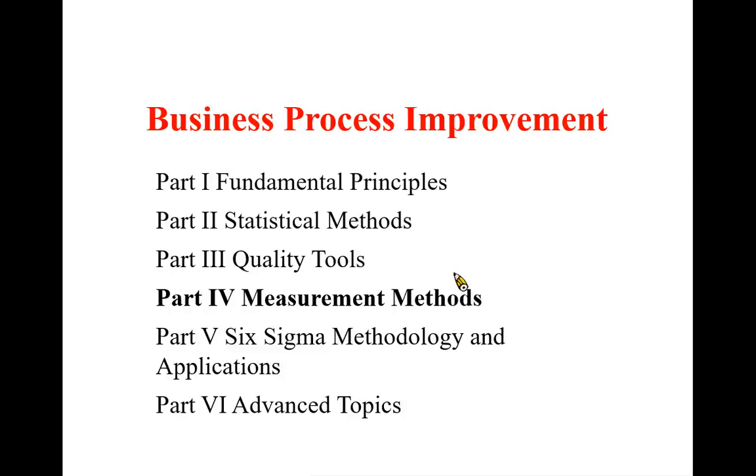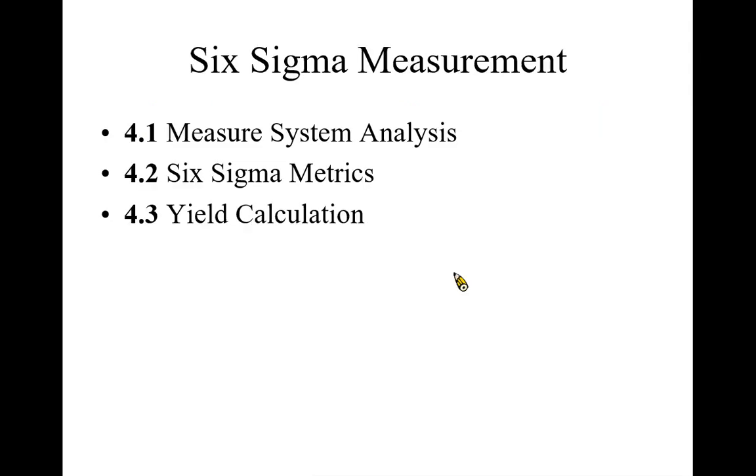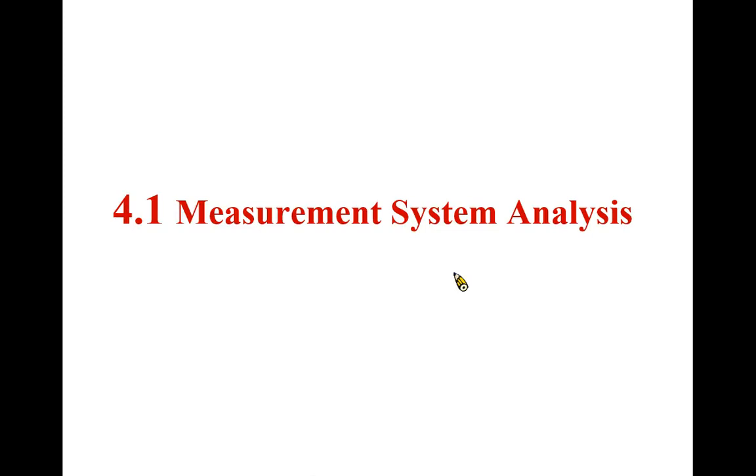Okay, next part we will talk about part 4, the measurement method. Actually, in this part, we will talk about the MSA, the sigma matrix, and the yield calculation. First, we talk about the measurement system analysis, aka MSA.